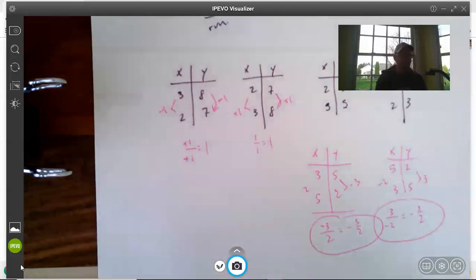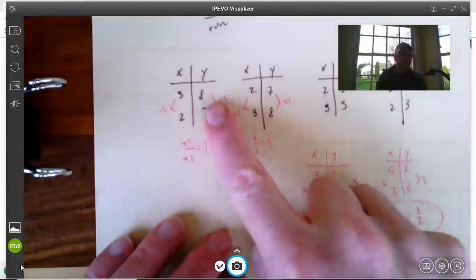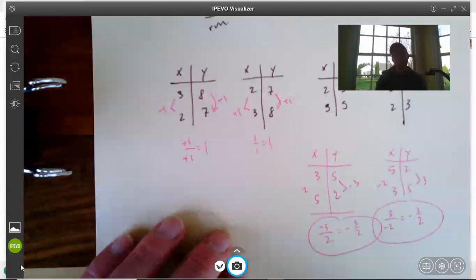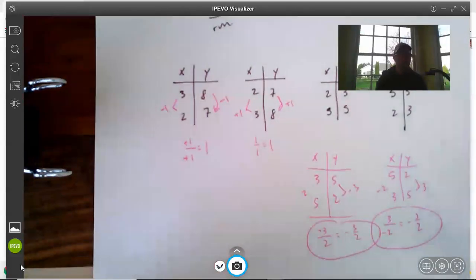So anyways, change is always end minus start equals change, and slope is change in y divided by change in x. And for a line especially, it doesn't matter which two points you pick, you always get the same slope. It doesn't matter which direction you're going, you always get the same slope.